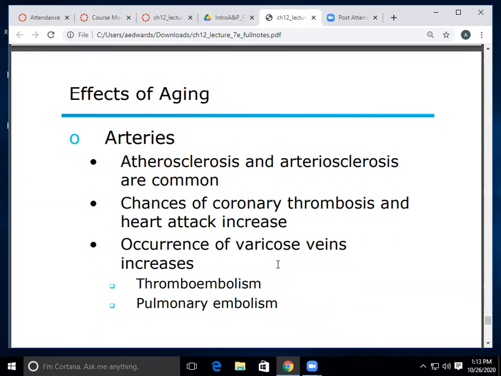You have increased likelihood of getting a coronary thrombosis. Remember, that's when a blood clot moves from one location to the other. And increased chances of heart attacks.